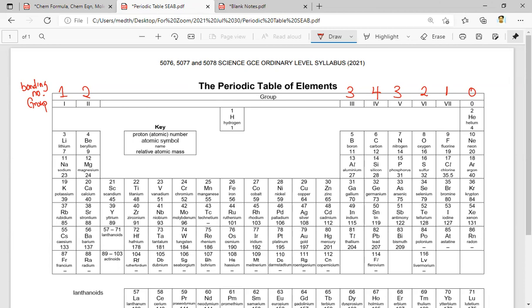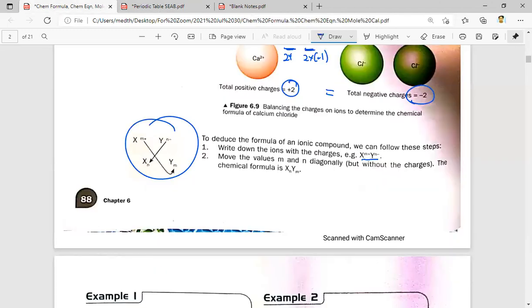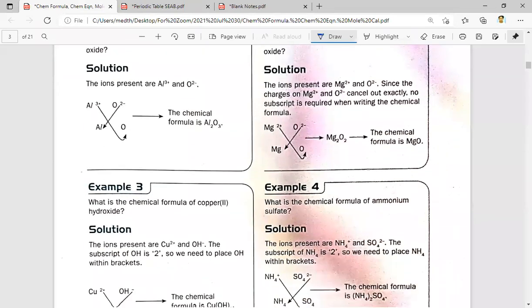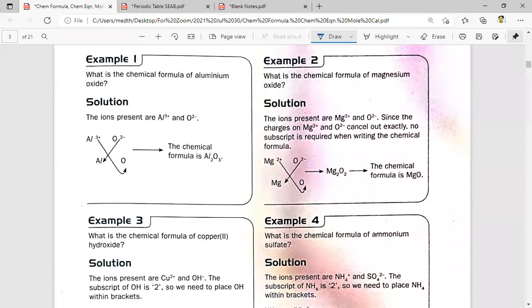These numbers are very important whenever you are doing chemical formulas because they will help you to get your chemical formulas. So every time you get your periodic table in your question papers and so on, make sure you write all this down. Okay, let's go back here. So how exactly do you do the chemical formulas? The first example that they give is aluminum oxide. You can see Al is 3 plus and O is 2 minus.